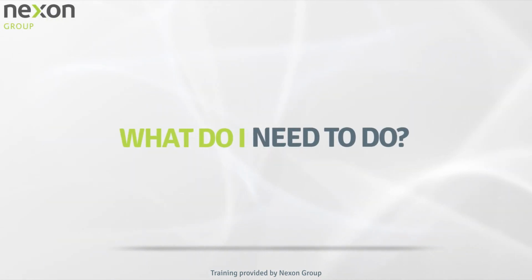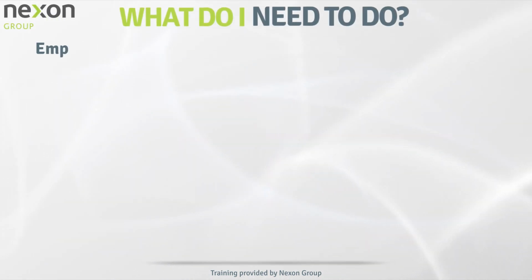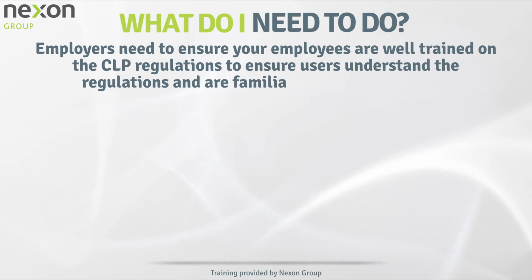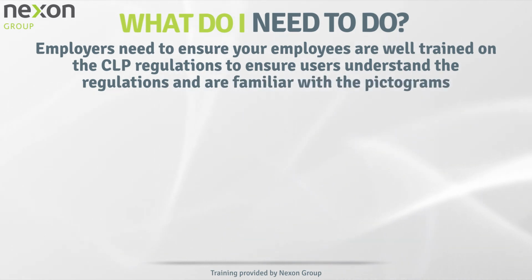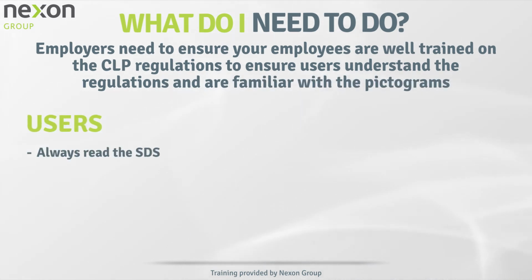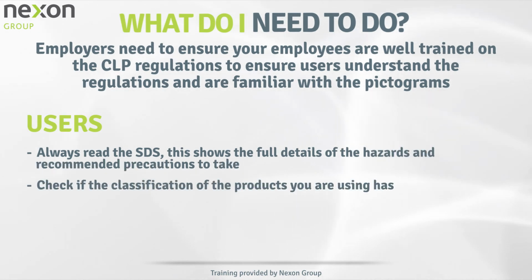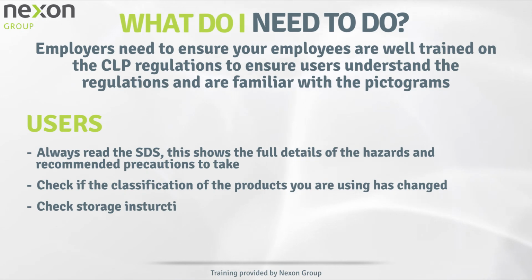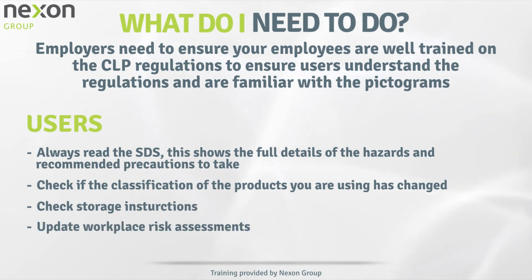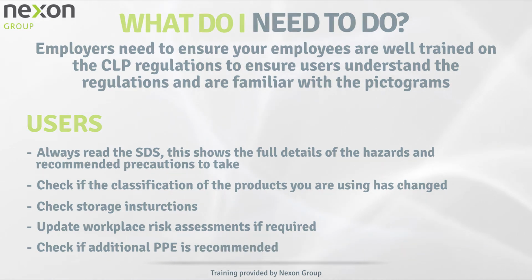So, what do you actually need to do? Employers must ensure their employees are trained on the new CLP regulations. Users of the product should always read the SDS, check if the classification of products has changed, check you are storing the product correctly, check if you need to update your risk assessments, and finally, check if you are using the correct PPE.